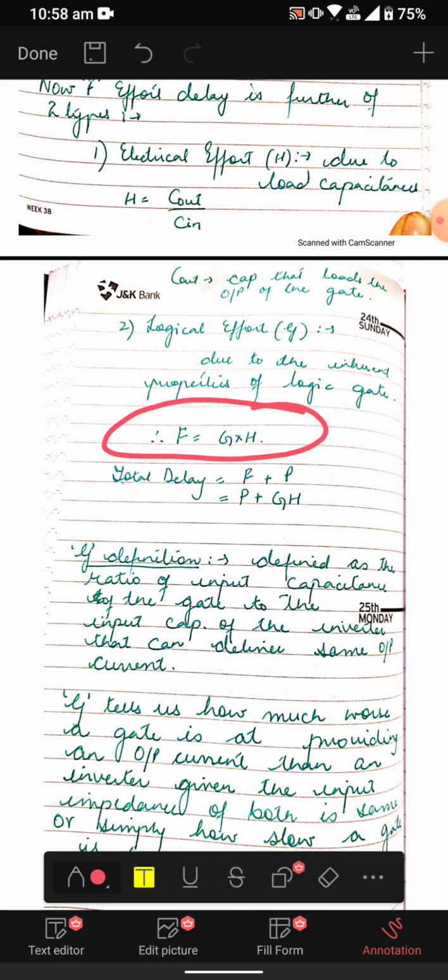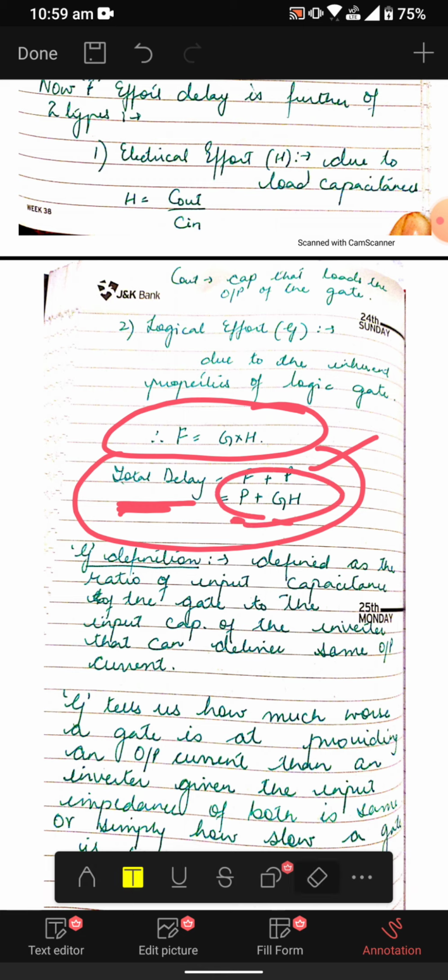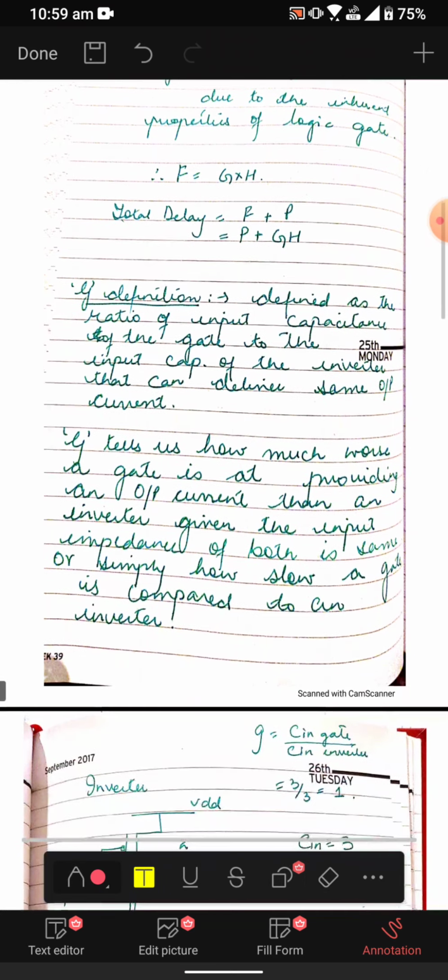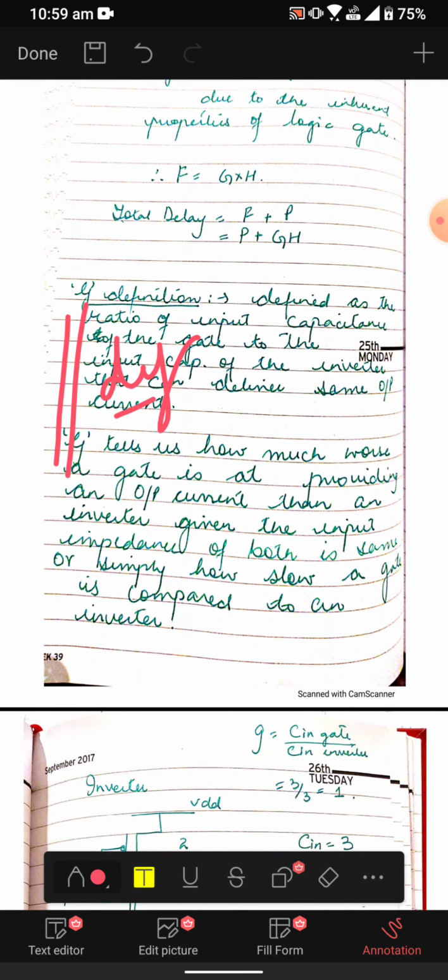So the effort delay is the product of the logical effort and the electrical effort. So total delay can be written as F plus P, where P was your parasitic delay. P is fixed anyway, F is equal to G into H. So if you have to calculate total delay, you have to follow this formula, P plus G H. Okay, now here I have written the definition of G.